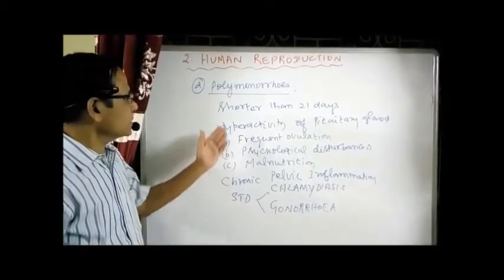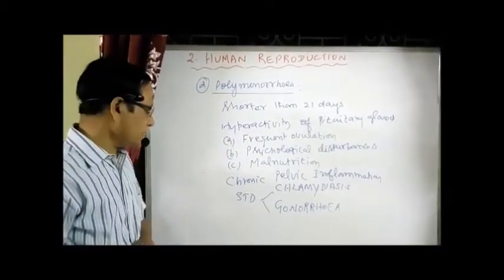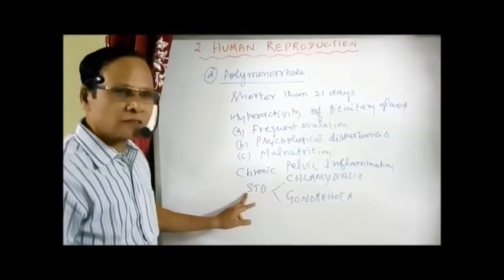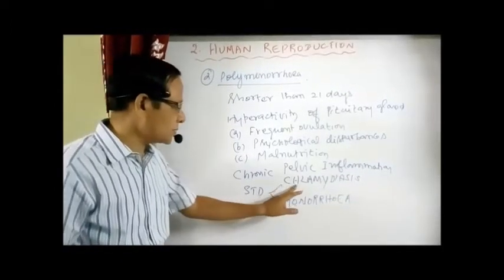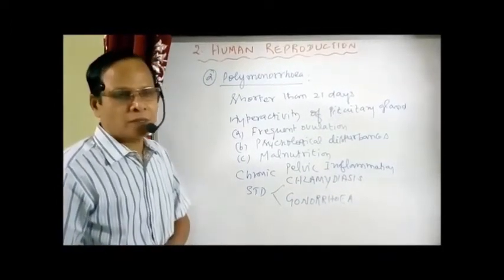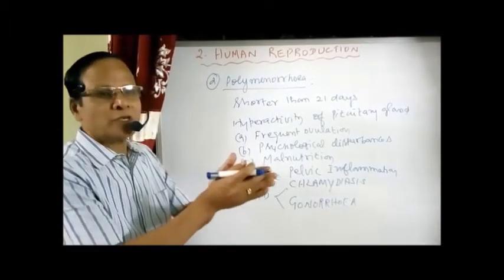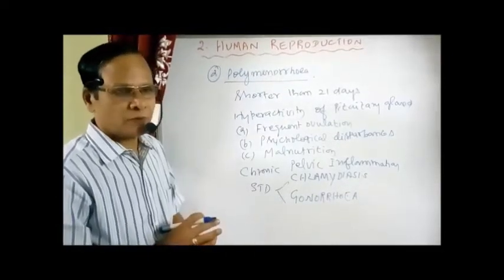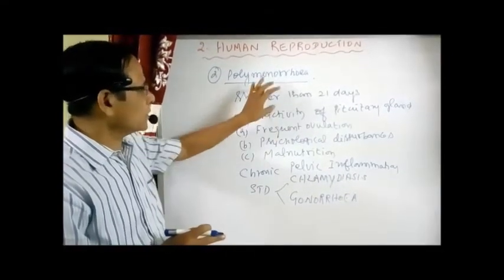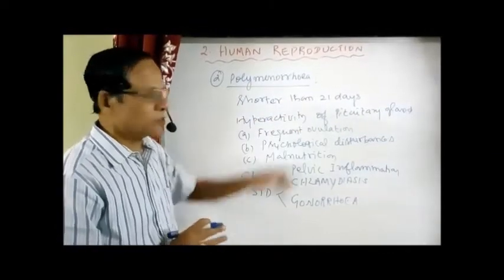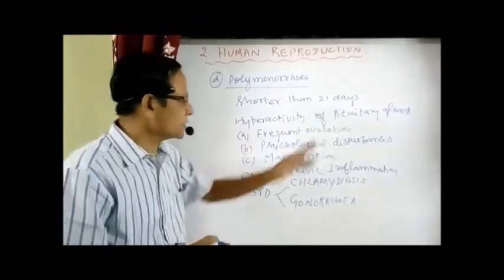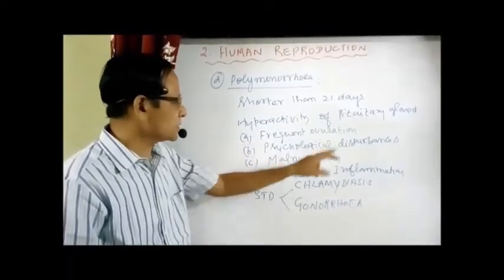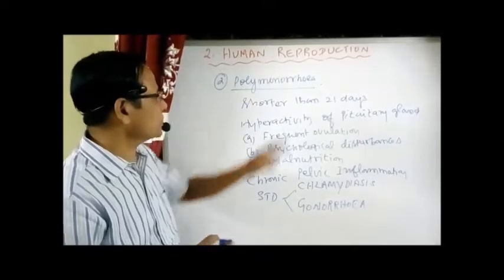See, because of what we have this polymenorrhea, what is happening? Chronic pelvic inflammation caused by certain sexually transmitted diseases like chlamydiasis and gonorrhea, which cause the inflammation of the uterus, leading to what's called polymenorrhea. So, these are all what we have, overactivity. The period is shorter than 21 days, hyperactivity of pituitary gland, and that results in frequent ovulation, psychological disturbances and malnutrition. These are all the symptoms of polymenorrhea.